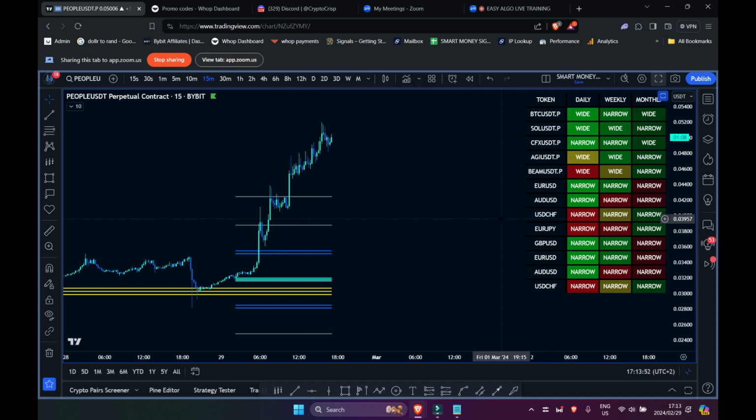How this works is that if it's green, it means it's above the daily. If it's yellow, it means it's in the middle of the daily. And if it's red, it means it's below the daily pivot. This is how it's going to function for the daily, the weekly, and the monthly. And then it will let you know if that pivot is narrow or wide.